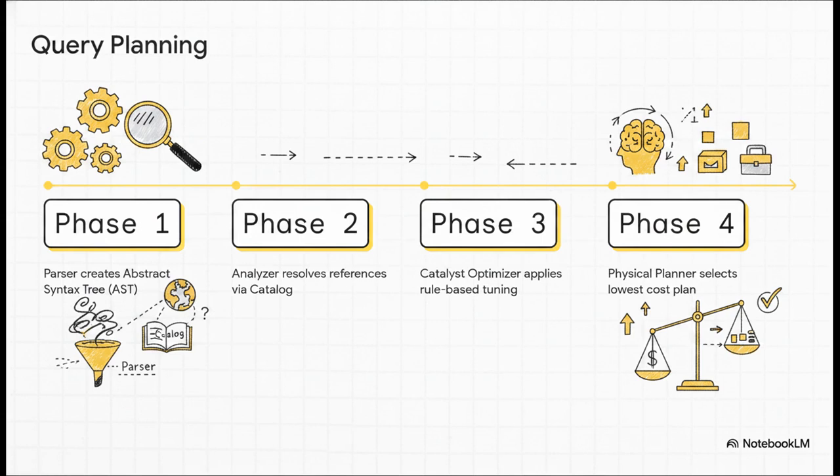Okay, let's dive into this exact sequence of trials. First off, our query enters the parser's domain, where a tool called ANTLR checks its grammar and builds an abstract syntax tree. Next, it meets the analyzer. This step checks the Spark catalog just to make sure the tables and columns actually exist. Then it goes toe-to-toe with the Catalyst optimizer, which actively improves the query. And finally, the physical planner evaluates all the different ways to execute it and picks the absolute most cost-effective path.